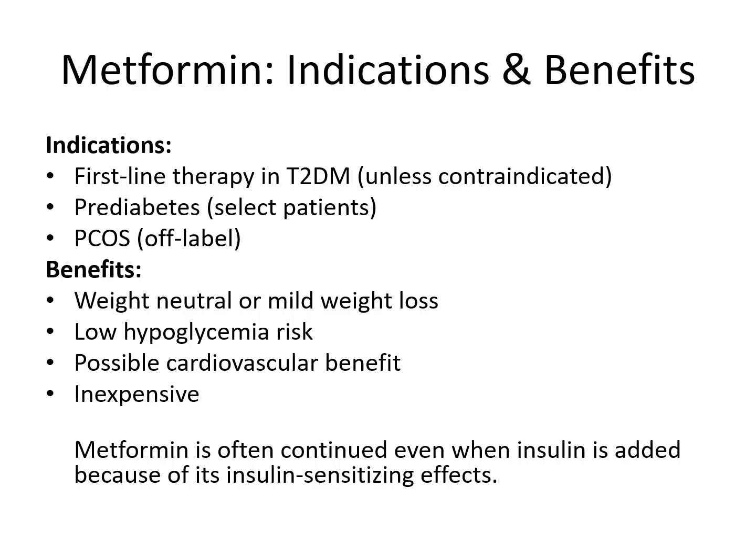Metformin is considered, like I said, first line in type 2 diabetes unless there is a contraindication. This is also used in certain patients with pre-diabetes, particularly those at high risk of progression, and is commonly used off-label in PCOS because of the insulin sensitizing effect. Let's talk a little more about why it's so widely used. Metformin is generally weight neutral or associated with mild weight loss, which is important because many diabetes medications promote weight gain.